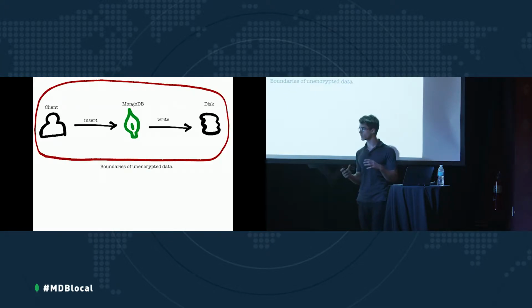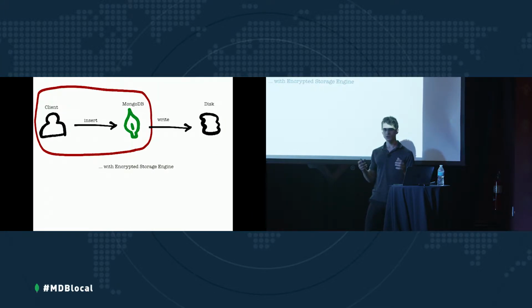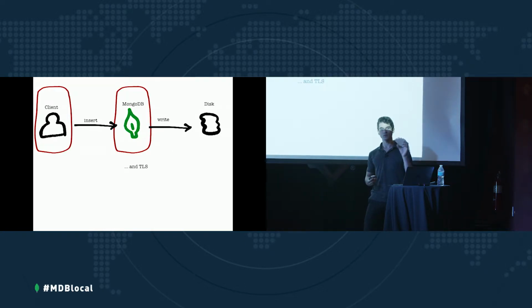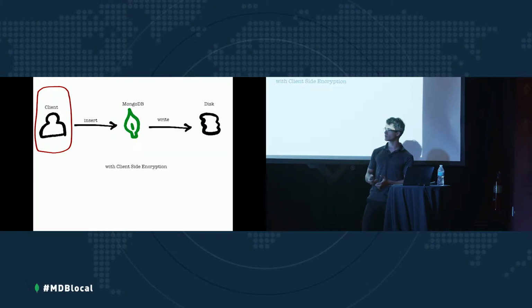So really, this is about shrinking the boundary of unencrypted data. With no encryption enabled, the unencrypted SSN lives throughout this entire flowchart. When you enable the encrypted storage engine, we shrink this down to just between the client and MongoDB. When you enable TLS, we shrink this to just within the client and just within MongoDB. And client-side encryption shrinks this to the tightest bound of all, just within the client.